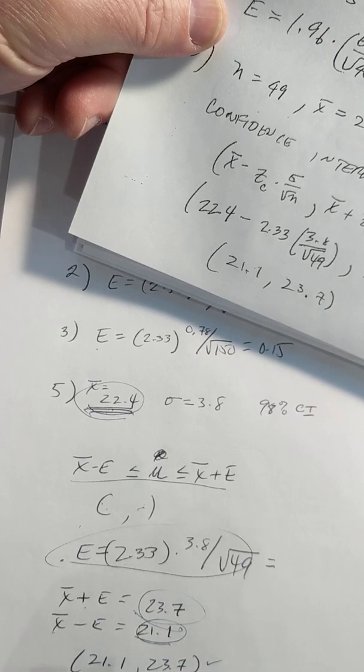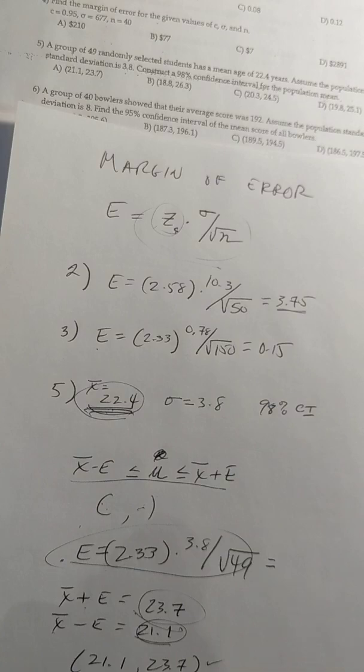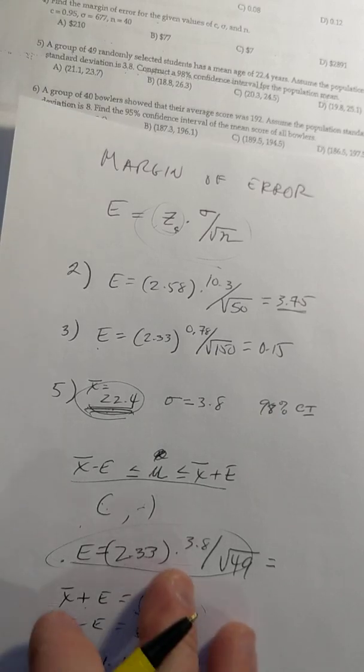So this is our margin of error. So this is saying we can be 98% confident that the true population mean for this group of data, which is the mean age of a student, we're 98% confident that the mean age of a student in this group falls between 21.1 years and 23.7 years. So that's what we're claiming here by doing this.